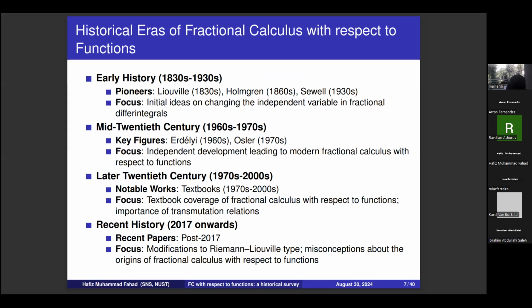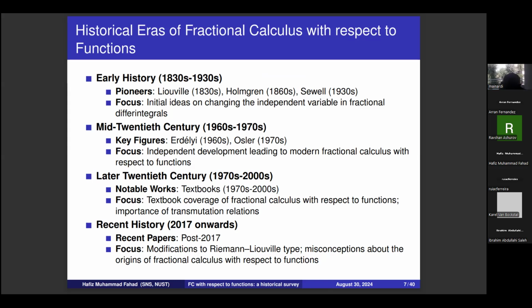So moving to the mid 20th century, that is the era between 1960s and 1970s, we see significant advancements by Erdélyi in the 1960s and Osler in the 1970s. So this period was characterized by independent developments that laid the groundwork for what we now recognize as modern fractional calculus with respect to functions.